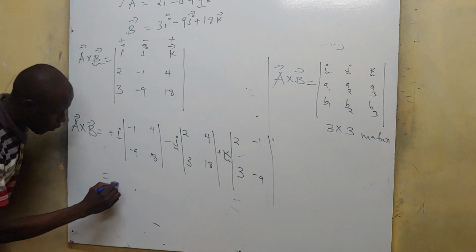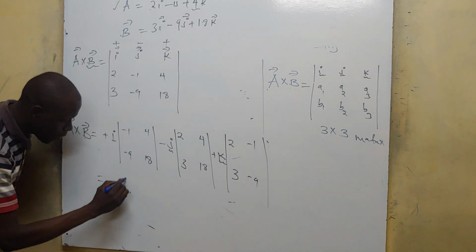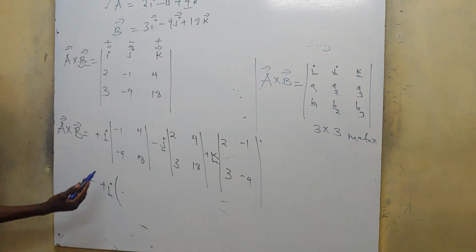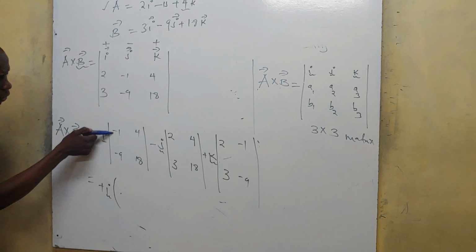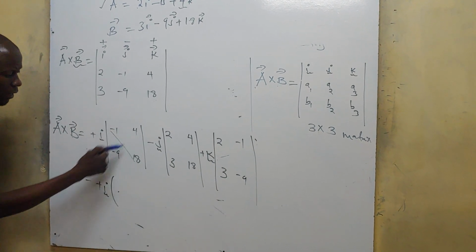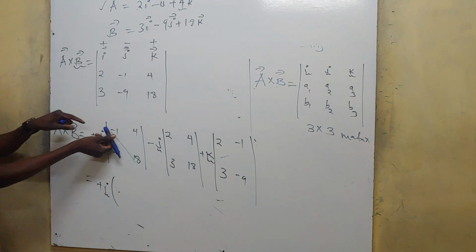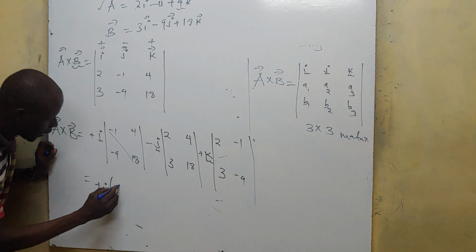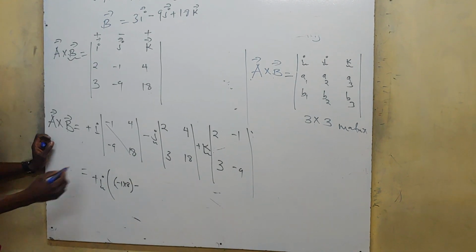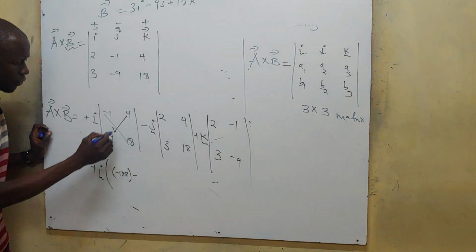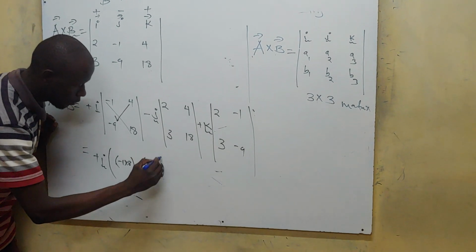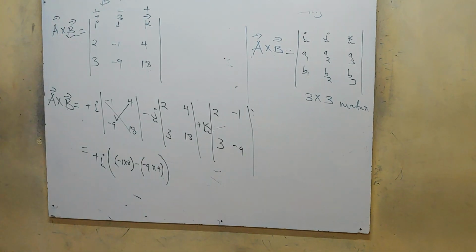This will give us positive I. For a 2 by 2 matrix, the determinant is given by multiplying the elements along the main diagonal, then you minus the product of the elements along the second diagonal. So this is our main diagonal. We multiply the elements, that is negative 1 multiplied by 18, then you minus the elements along the second diagonal. In this case, you take negative 9 and multiply by 4. So that is how we get the determinant of a 2 by 2.